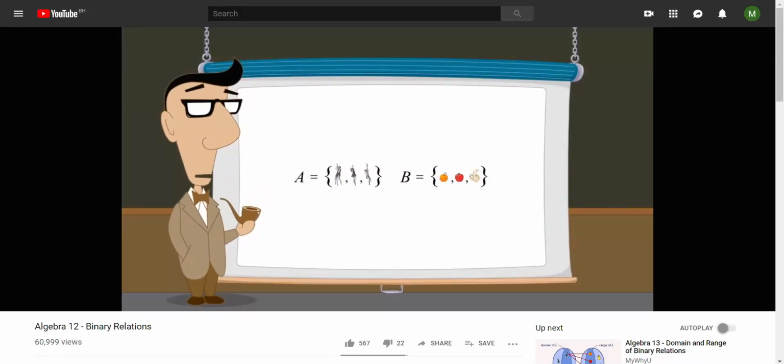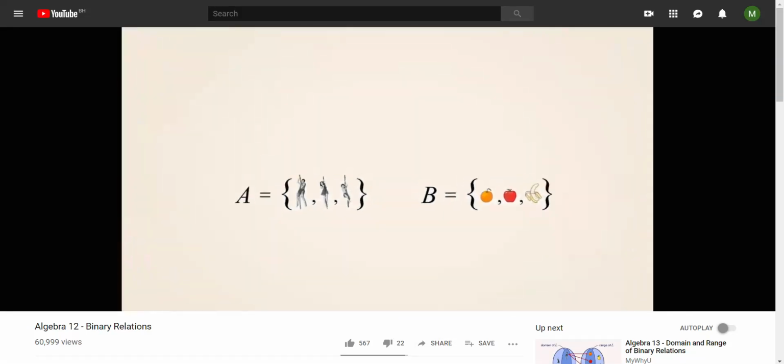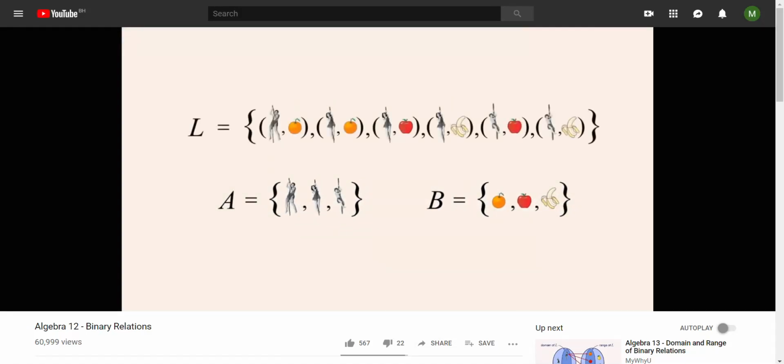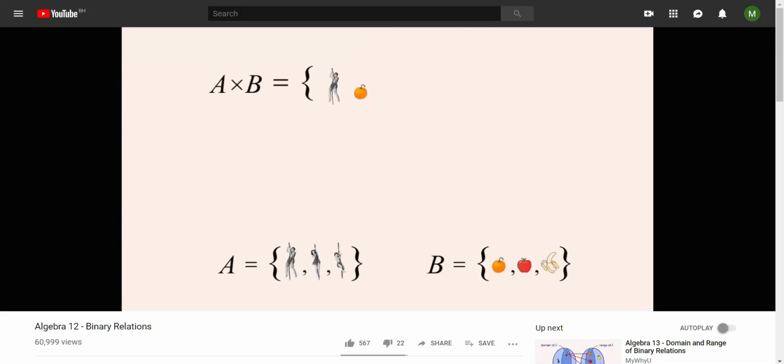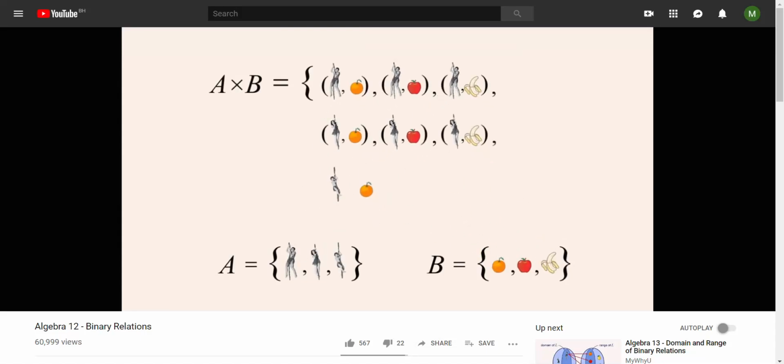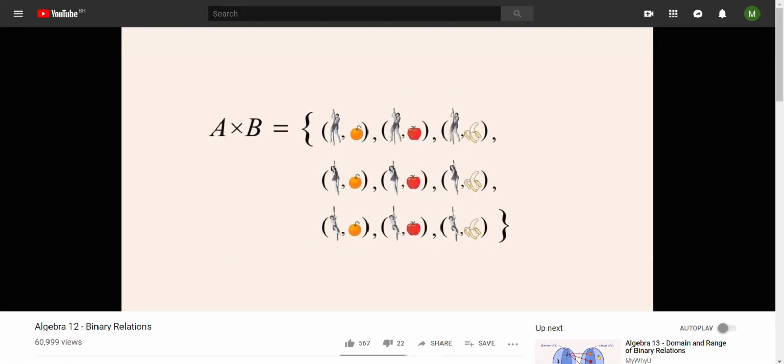You may recall from previous lectures that the Cartesian product of two sets is also a set of ordered pairs. Unlike relation L, the Cartesian product contains every possible ordered pair which can be created, where the first element of the ordered pair is a member of set A and the second element is a member of B. The Cartesian product of sets A and B therefore contains all 9 possible ordered pairs, as opposed to the 6 contained in relation L.